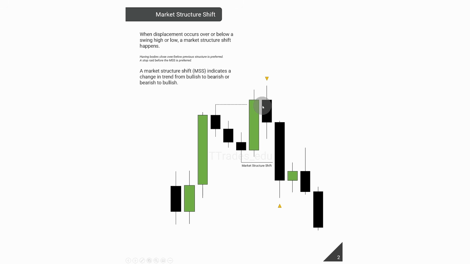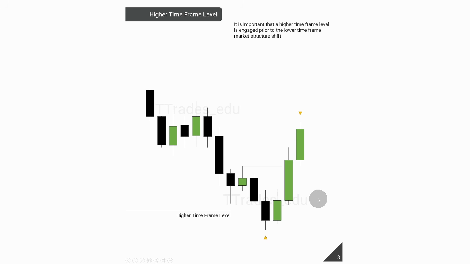We look for displacement below a previous low, or if it is bullish, above a previous high. And I also prefer to have a stop run prior to this, which also creates a breaker formation and creates high resistance liquidity for a stop loss. The most important thing I look for in a market structure shift is if price engaged a higher time frame level prior to shifting structure. If it did not, I do not personally search for a setup.